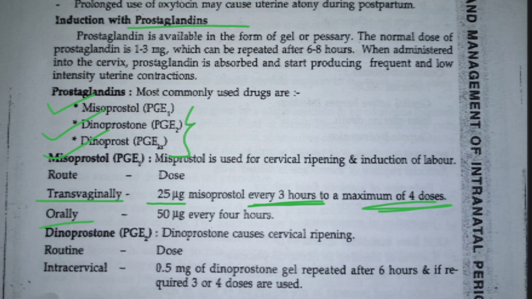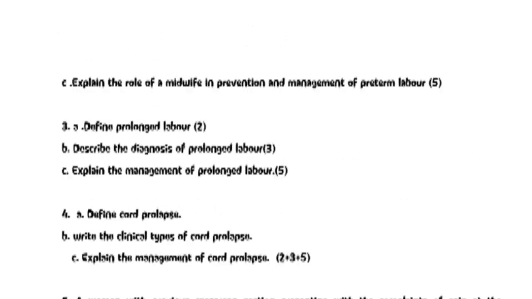If it is oral, then 50 microgram will be provided every 4 hours. For every 4 hours it will be given. Then automatically the normal delivery will occur. When it comes to dinoprostone, here we have a dosage, it is in gel form and here 0.5 mg. It will be applied in the cervix region every 6 hours. For 3 to 4 times after applying it, the normal induction of labor occurs, and this is the management of induction of labor. These are the possible questions from this chapter.